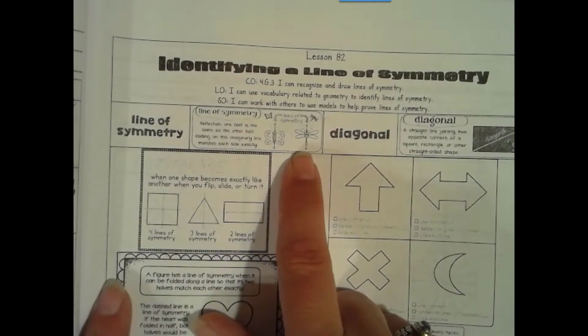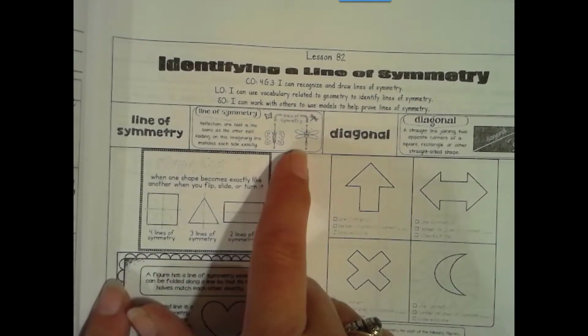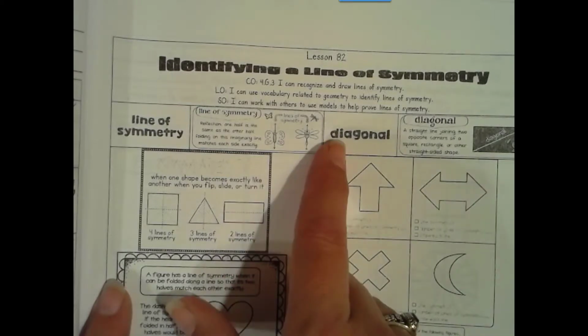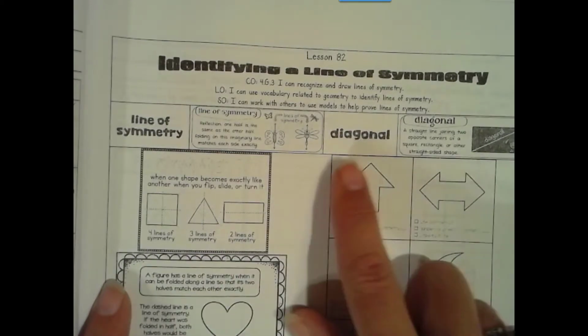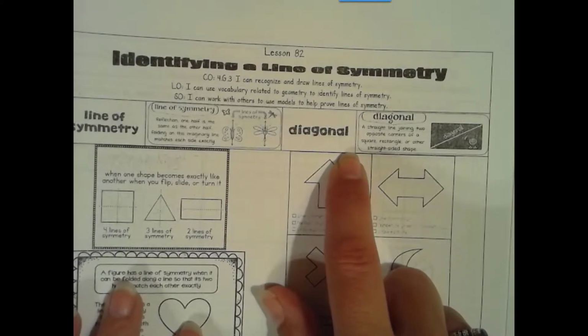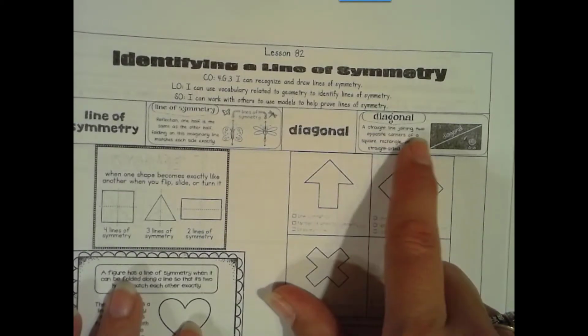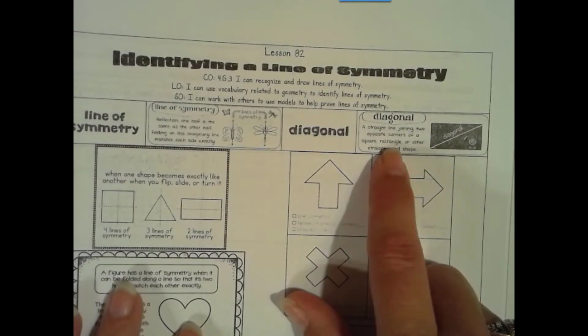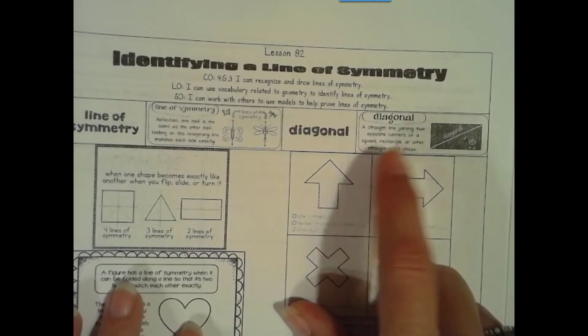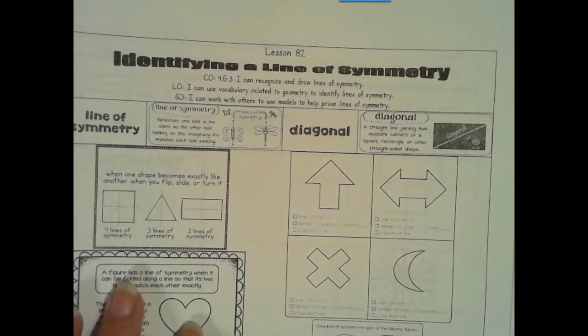Here we have a dragonfly. Same thing across this line. If you were to fold it over, each point matches on the other side. It's a perfect reflection on the other side. We may be using lines called diagonals. So a diagonal is a straight line joining two opposite corners of a square, rectangle, or other straight-sided shape. So for any polygon, from one vertex to the other vertex that is across the shape on an opposite side is a diagonal.